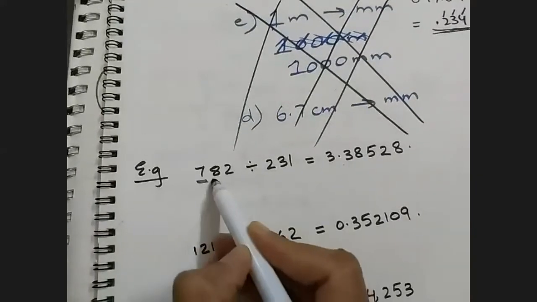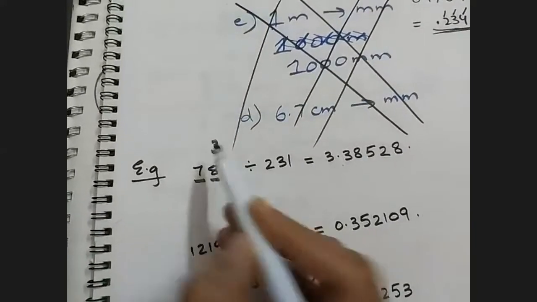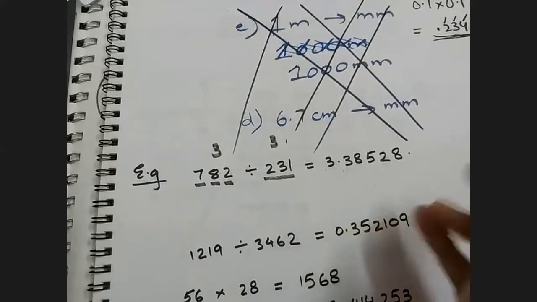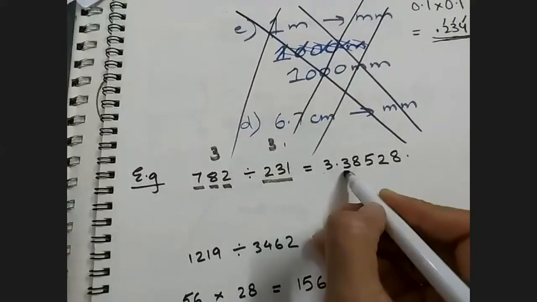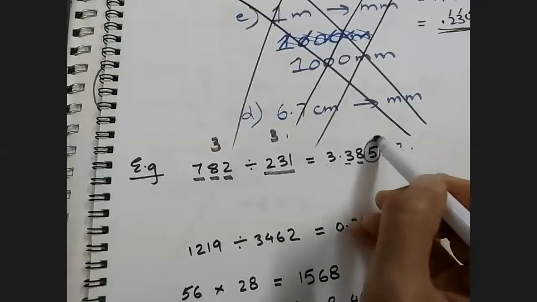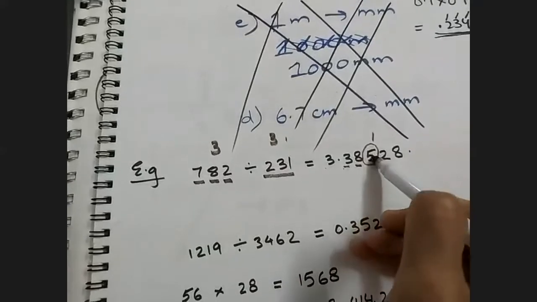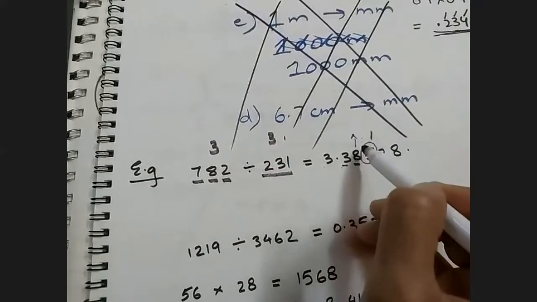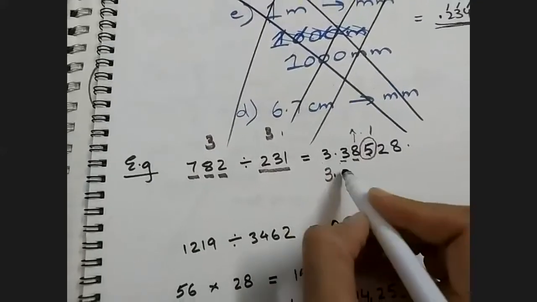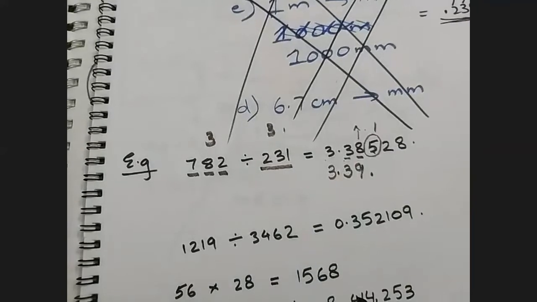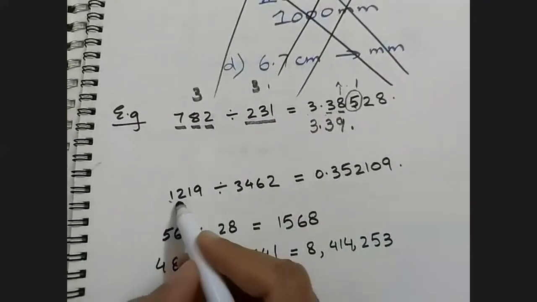Again, same is the case here. Here, the significant digits are 3. Here, 3. So the answer should also have 3. 1, 2, 3. But look at the digit next to the third one. That is equal to 5. That means this number will go up by 1. So this would become 3.39.